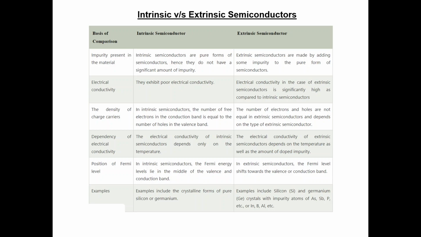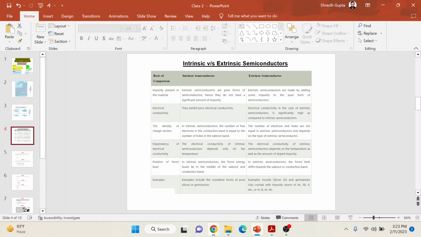If a trivalent impurity is present, that means there is a hole, and if a pentavalent impurity is present, that means there is an extra electron. On the basis of that, they are considered as either N-type extrinsic semiconductor or P-type extrinsic semiconductor. Okay.